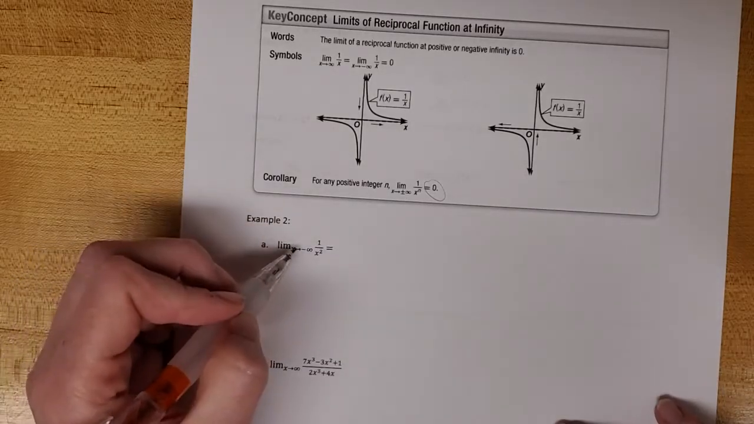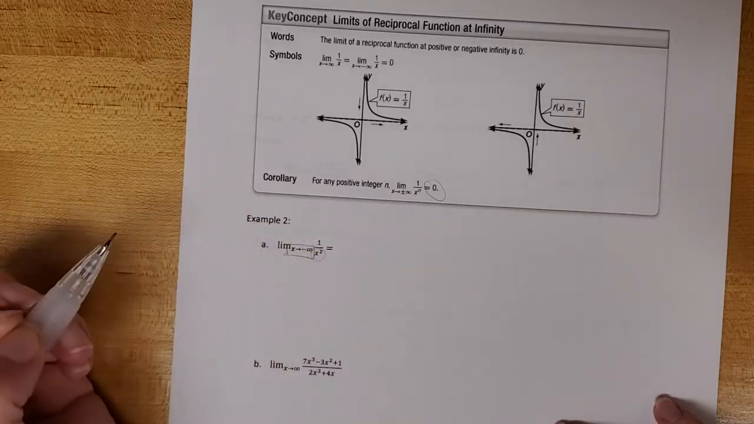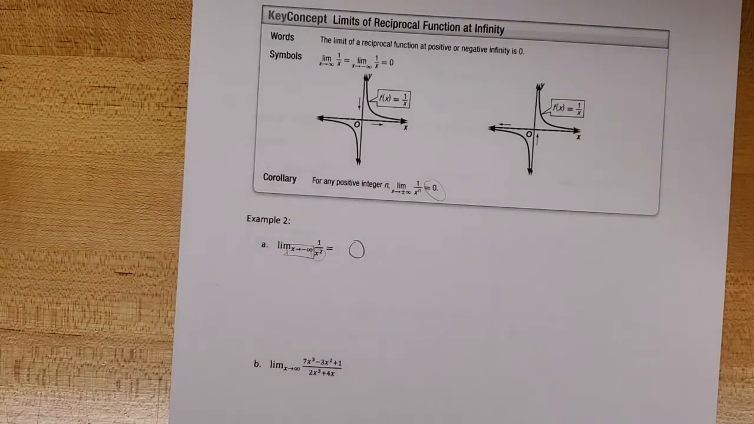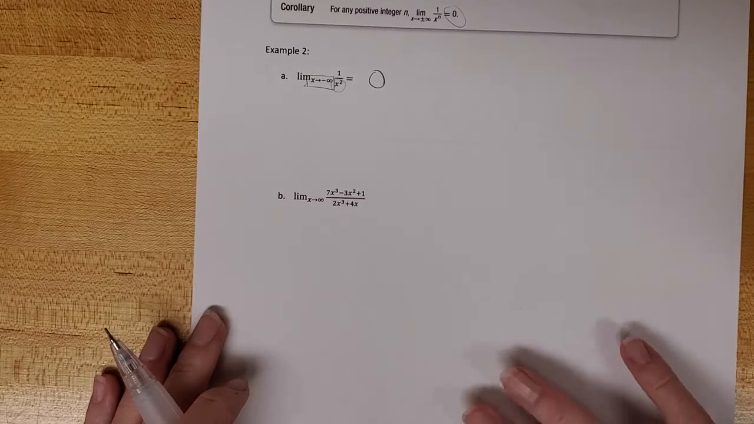As x goes in either direction, and we have a 1 on the top, x to any power on the bottom, the answer is going to be 0. So that's just 0. The next one's much more complicated because it's not in the right form right now.